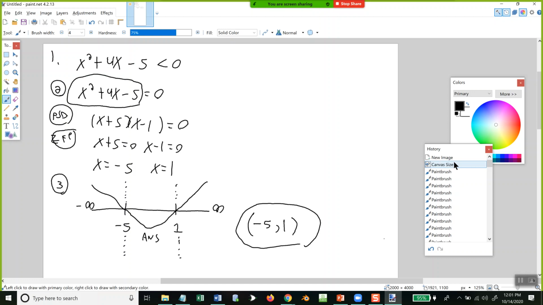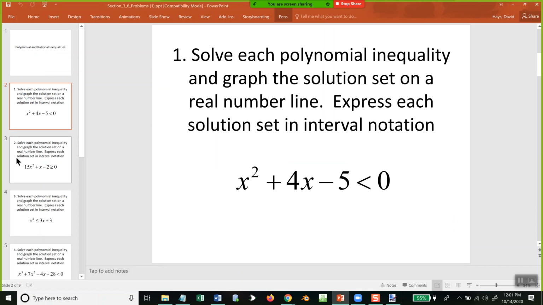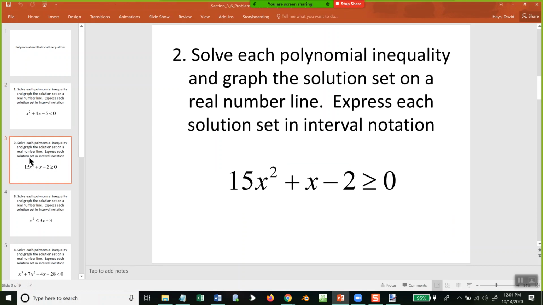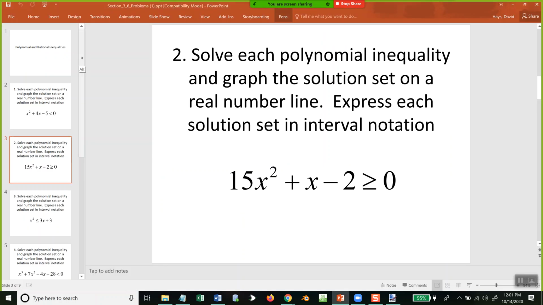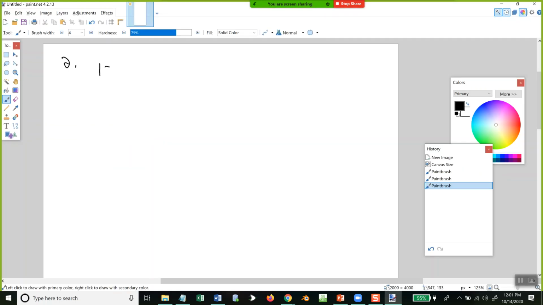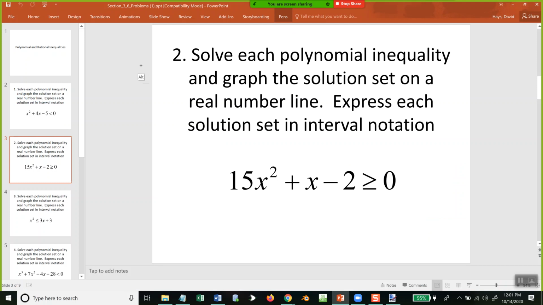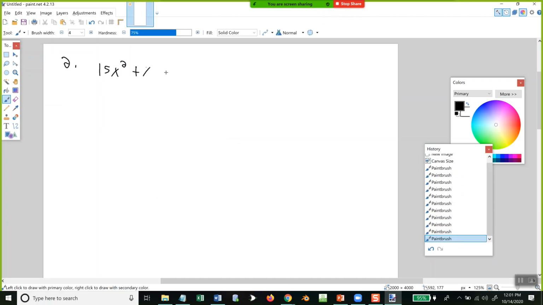Okay, let's take a look at number 2. 15x² plus x minus 2 greater than or equal to 0. Okay, step 1, get everything on the left side, 0 on the right side. That's done. Step 2, set the left side equal to 0 and solve it.